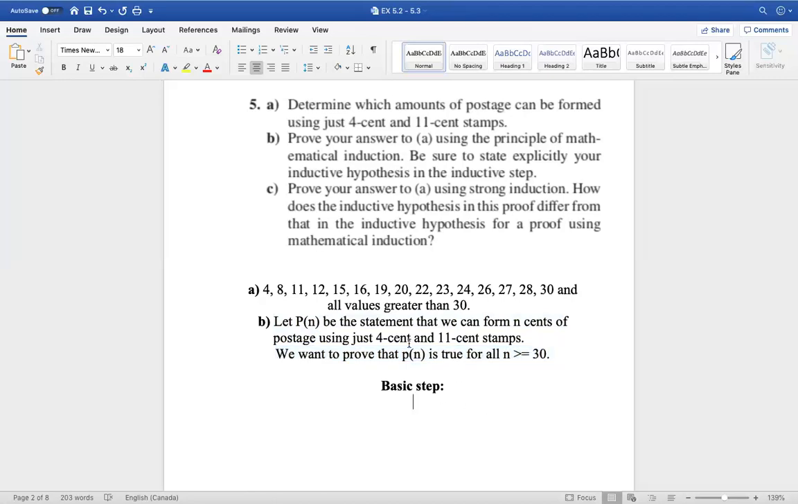So in the basic step, as we already know, we start with the smallest number in the domain, which is 30 here. So we will start with 30, and then how can we make 30? We can make 30 using two 11-cent stamps and two 4-cent stamps. So this one here makes 30 cents of postage using two 4-cent stamps and two 11-cent stamps. So therefore, our basic step is true.